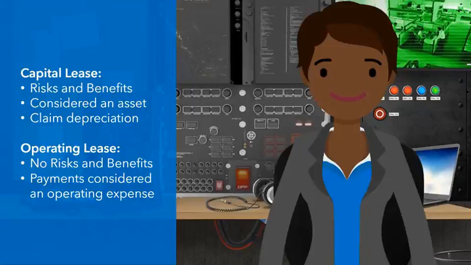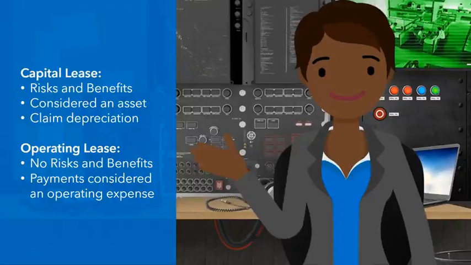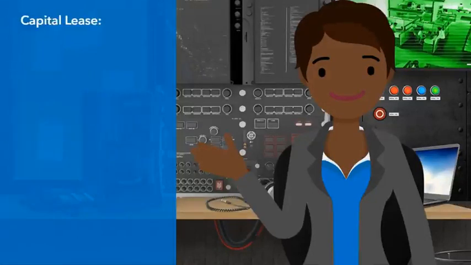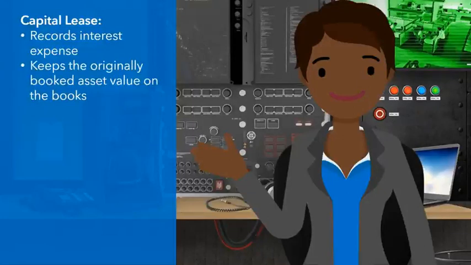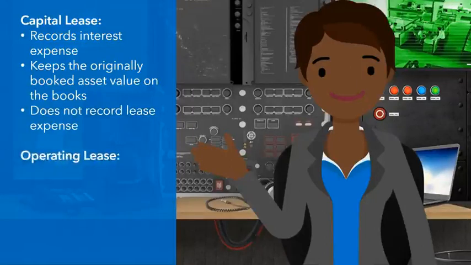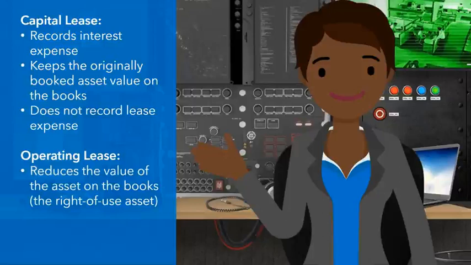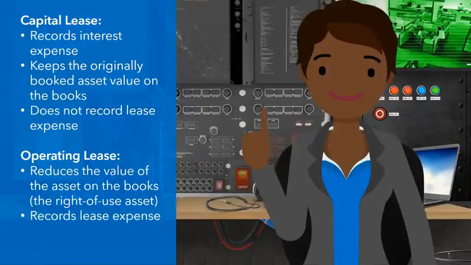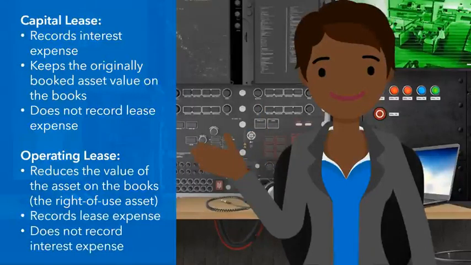For tax purposes, an operating lease is considered a rental expense. So, to break it down a little further, a capital lease records interest expense, keeps the originally booked asset value on the books, and does not record lease expense, while an operating lease reduces the value of the asset on the books, the right-of-use asset, records lease expense, and does not record interest expense. Let's hear from an expert with some advice about the differences between operating and capital leases.